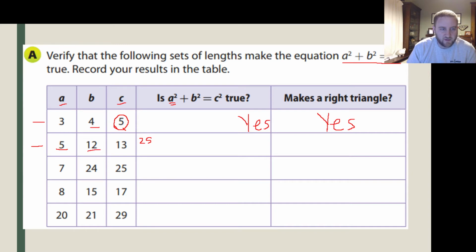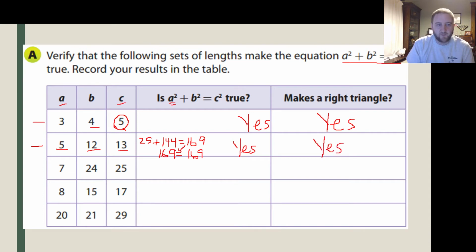Then b squared is 12, so 12 squared, 12 times 12 is 144, equals 13 squared. 13 squared is 169. Okay, then we need to add 25 plus 144. Well, 25 plus 144 is 169. And we know that 169 is in fact equal to 169. So yes, this is a true statement.